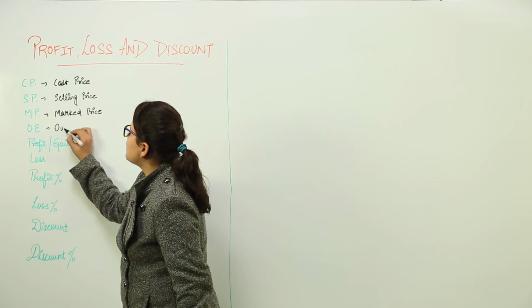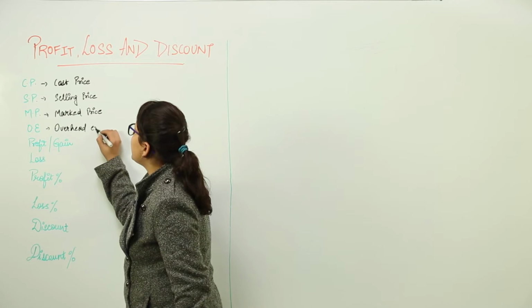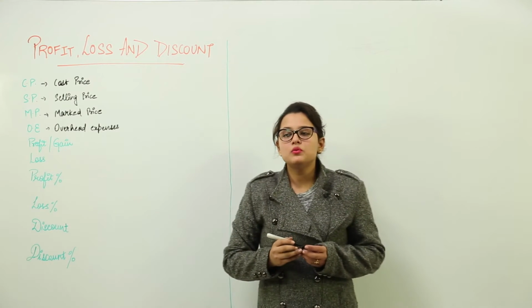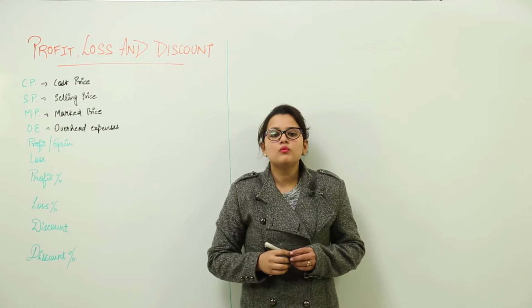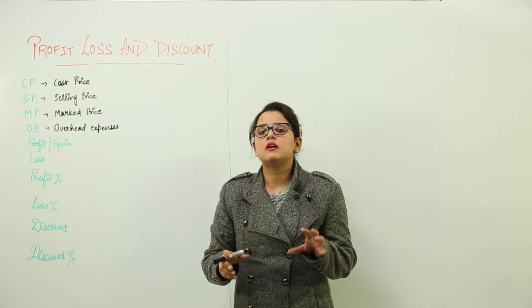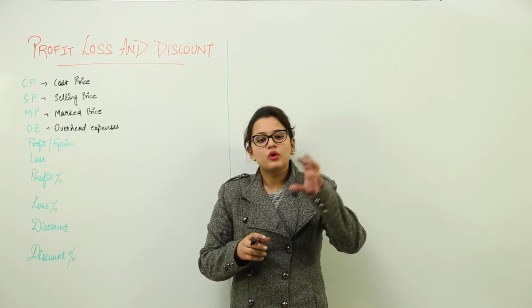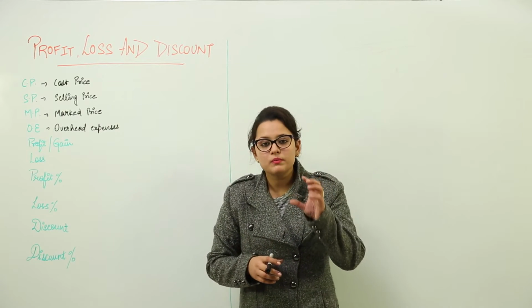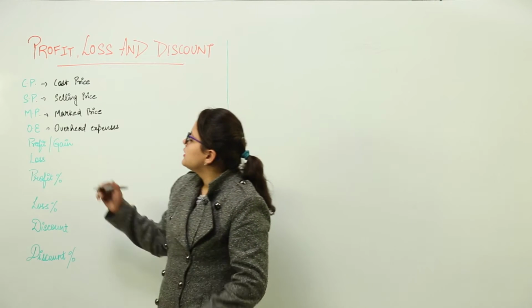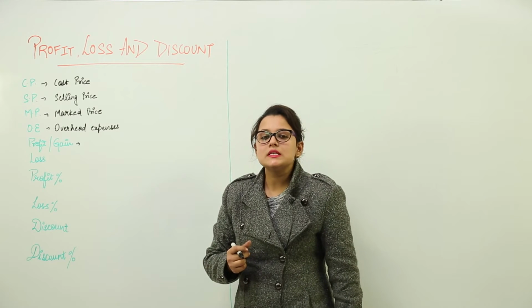Next is overhead expenses. This is a very familiar term, as the word already says, overhead expenses. Say for example, you have got a new Activa, and you want to get it modified. You will pay for the extra modifications that you get done. Those modification prices will come under the overhead expenses. Next is profit, and the other name for profit is gain.